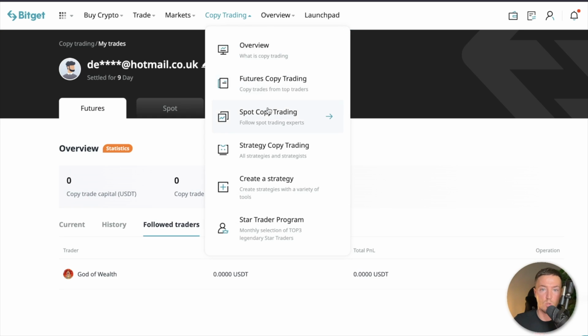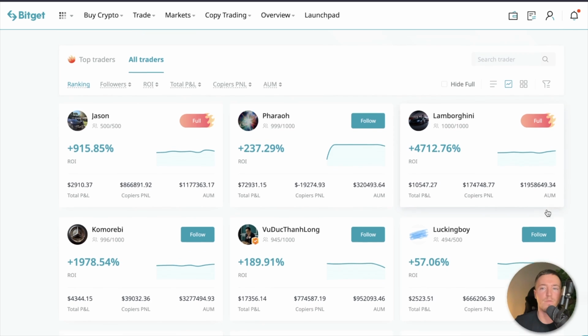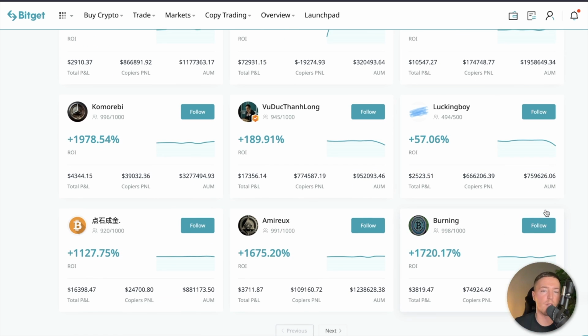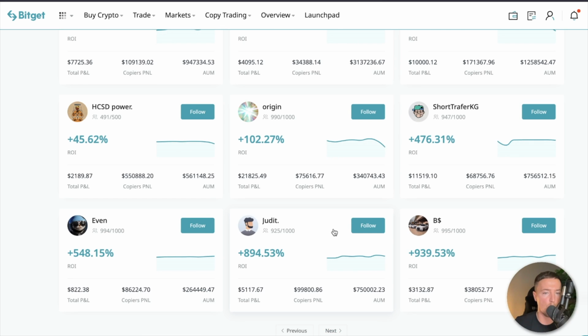So we'll go back to copy trading, futures copy trading, scroll down to the bottom, view more traders, and let's see if we can find a more risky trader, a trader that trades with maybe different cryptocurrencies rather than just Bitcoin and Ethereum, maybe an altcoin trader.